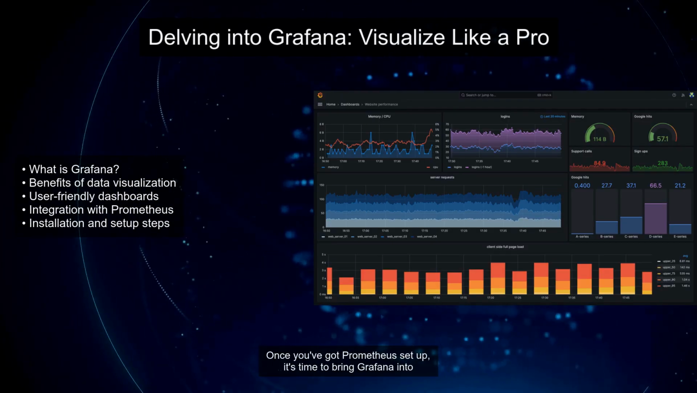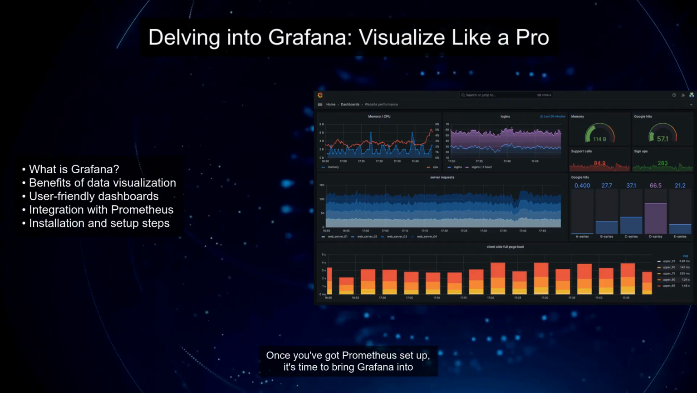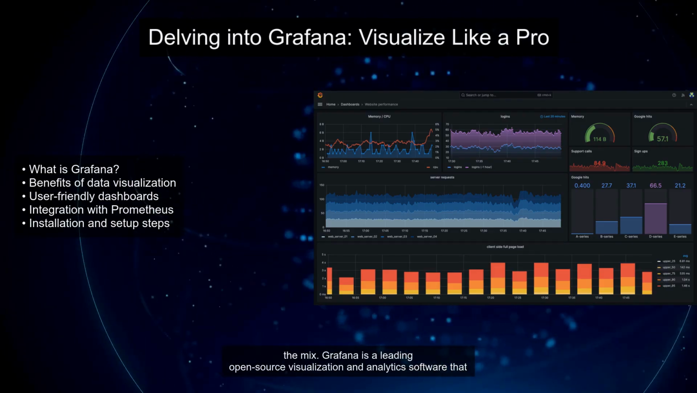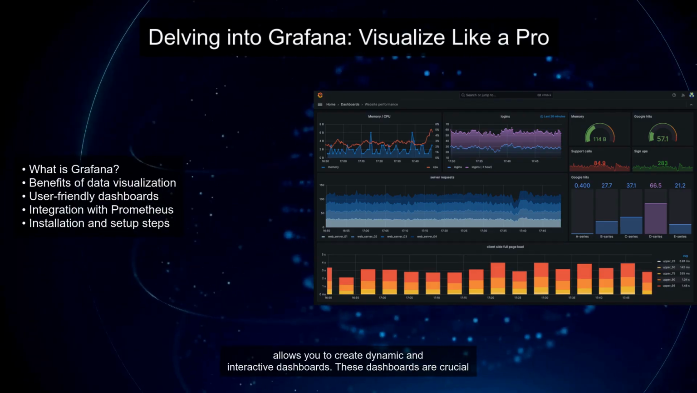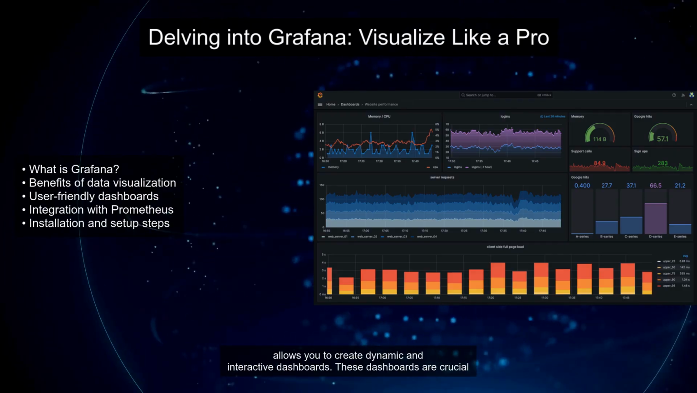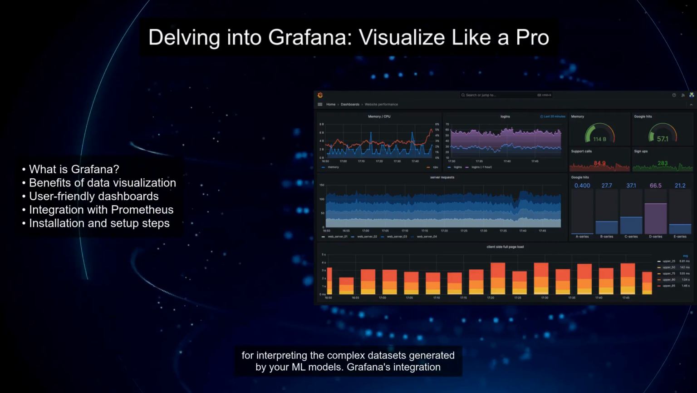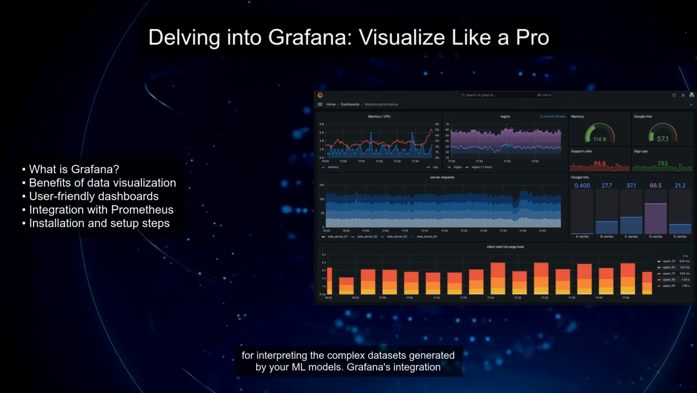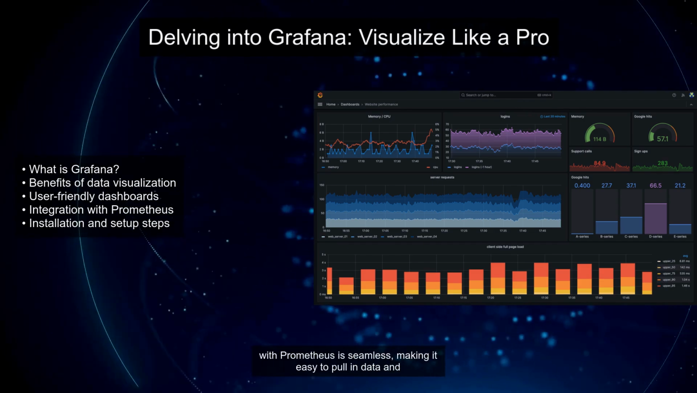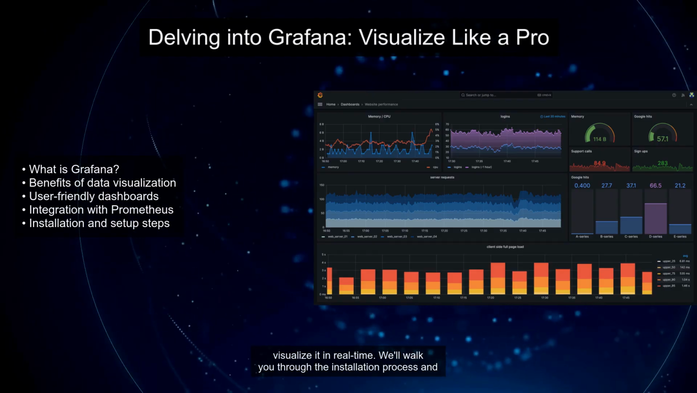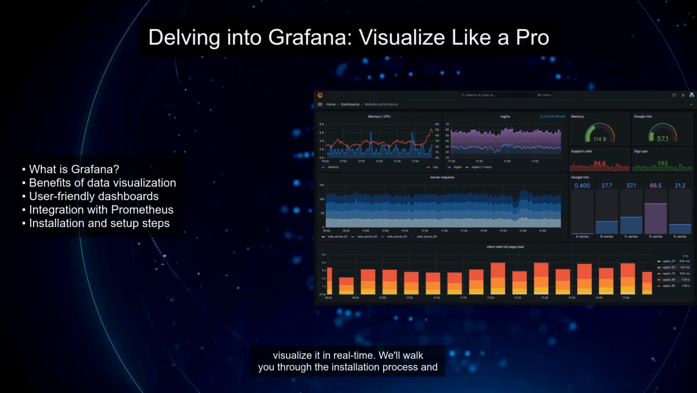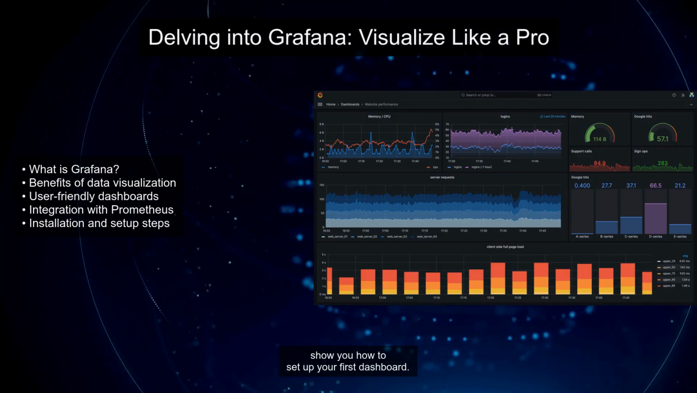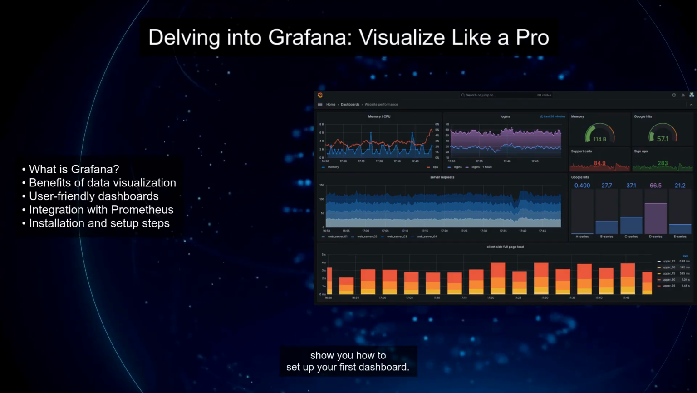Once you've got Prometheus set up, it's time to bring Grafana into the mix. Grafana is a leading open-source visualization and analytics software that allows you to create dynamic and interactive dashboards. These dashboards are crucial for interpreting the complex datasets generated by your ML models. Grafana's integration with Prometheus is seamless, making it easy to pull in data and visualize it in real time. We'll walk you through the installation process and show you how to set up your first dashboard.